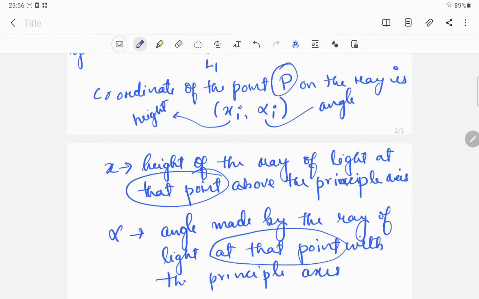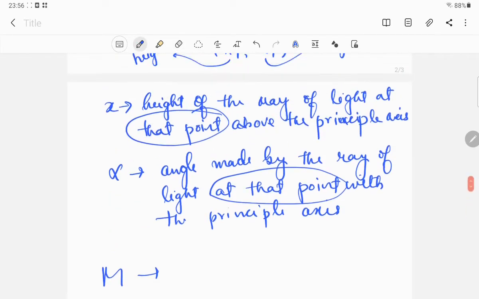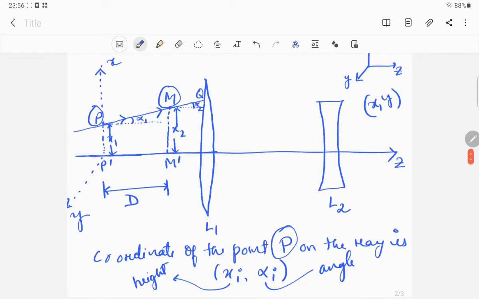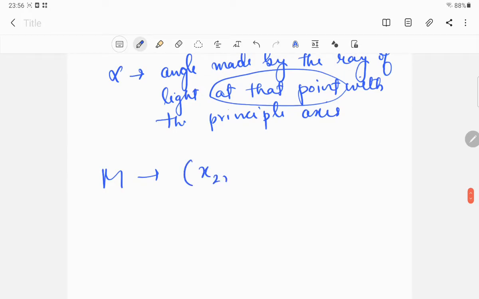So here the point is P. Similarly, if somebody asks you what is the coordinate of the point M, then what will that be? What is the height of M? It is x2. What is the angle made by M? That is alpha 2. So it will be written as x2 comma alpha 2. For P it is x1 comma alpha 1. So the xi, alpha i have been written as a random generalized number.